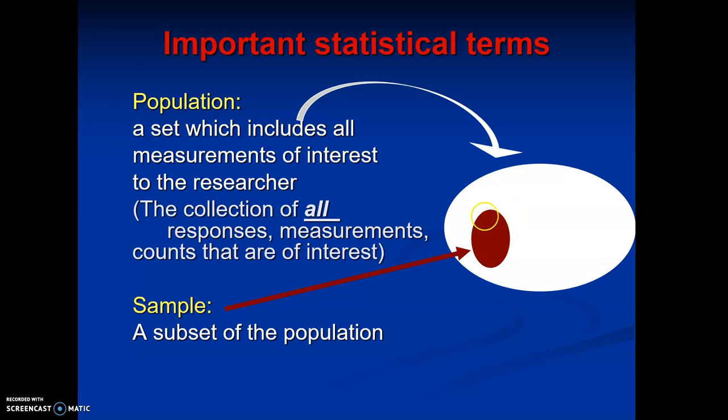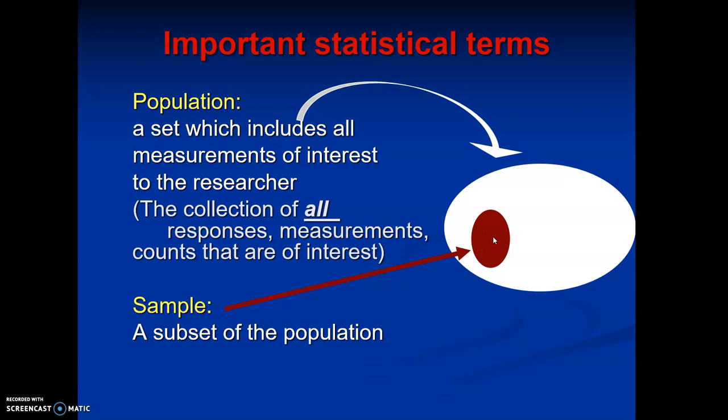Or in the case we want to study something about UNISA staff. UNISA staff now is about close to 4,000. So it is not possible to survey all the 4,000. So the sample might be that we take 100 or 200 of the UNISA staff. So a sample is a subset of the population.